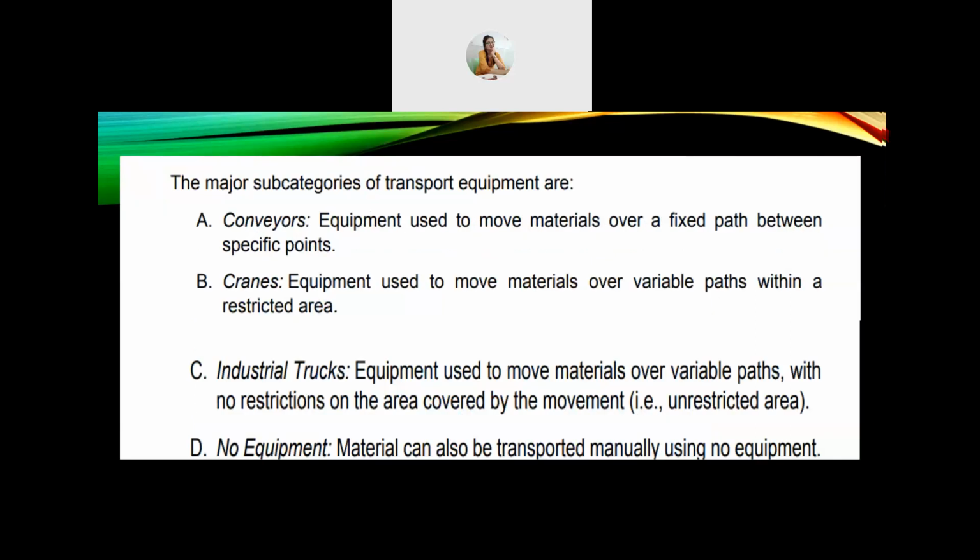Next, the major subcategories of transport equipment are conveyors, equipment used to move materials over a fixed path between specific points; cranes, equipment used to move materials over variable paths within a restricted area; and industrial trucks, equipment used to move materials over variable paths with no restrictions on the area covered by the movement, that is unrestricted area, as we have already seen in the figure earlier.